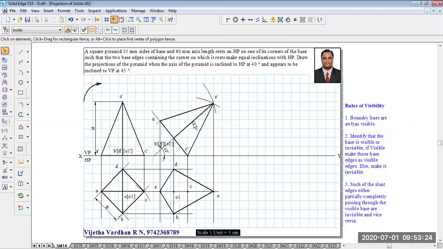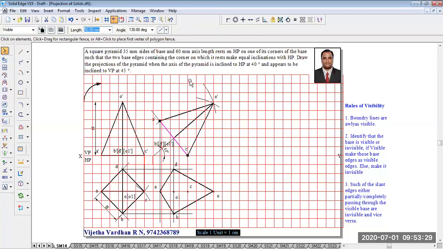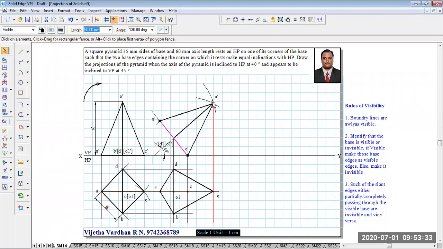Now, according to this point, we have to identify whether the base is visible. When the observer is seeing the object from the top, the observer is above the position of the apex. The apex is nearer to the observer and the base is away from the observer, hence it is invisible. So according to this point, we are supposed to make those base edges invisible edges. Now, using HB pencils, the base edges CD as well as DB should be shown as invisible.